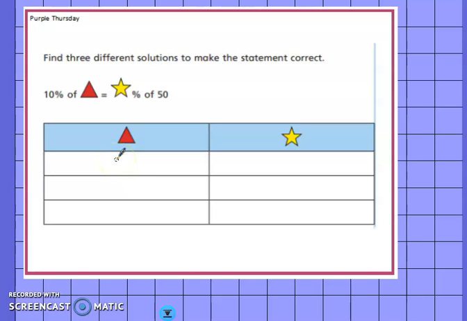Purple is about trial and error. I want you to tell me, what could these number sentences be to make sense? So 10% of something, so you can make up a number here, and then tell me what percentage of 50 that would be. So it's about trial and error, really pushing yourself.